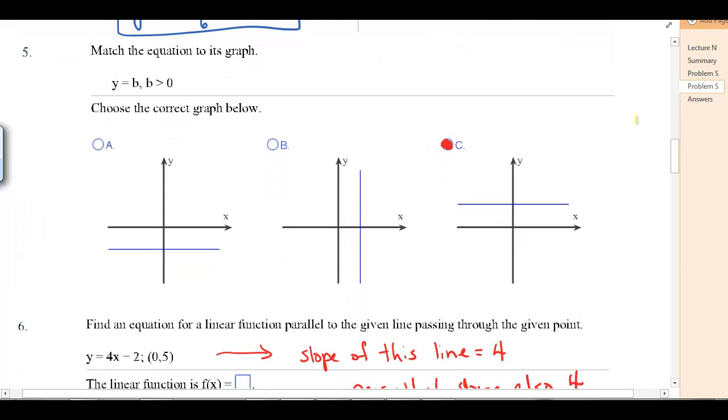All right, match the equation. Y equals b. Remember, that's a horizontal line, and it says b is greater than 0. So it has to be a positive. It has to be up here above the x-axis. So it can't be this one. We know it's not vertical. It's got to be this one.